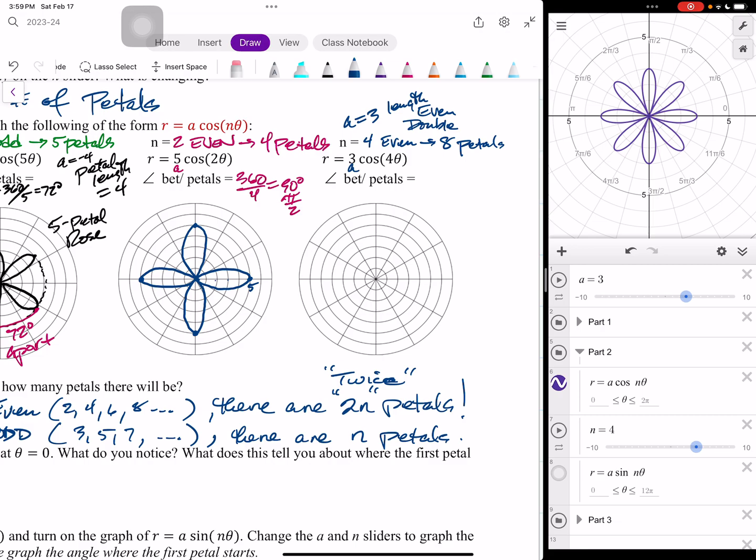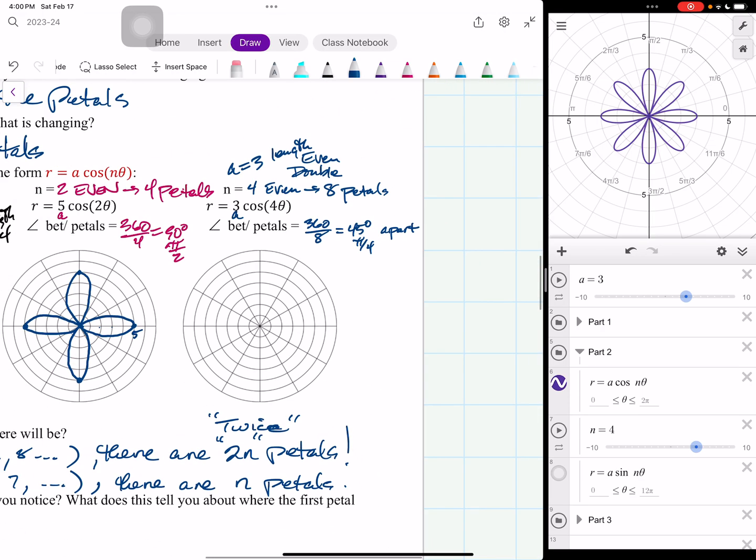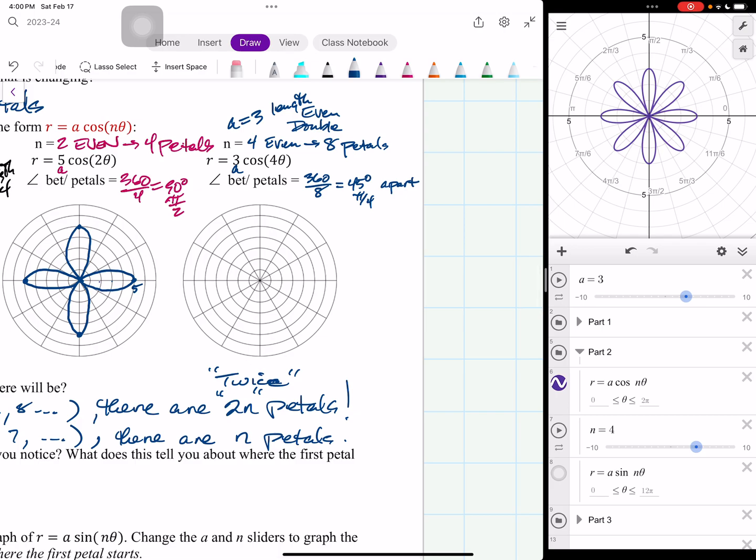So you'll notice that we have 8 petals right here. Okay, and you take 360 divided by 8, all right, you get 45 degrees or pi fourths radians in between them. I'm talking about the angle between the petals. All right, starting on the x-axis. All right, so let's go for it. So here we're going to go 3 units out.